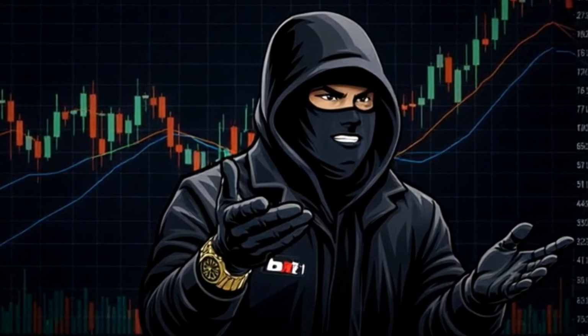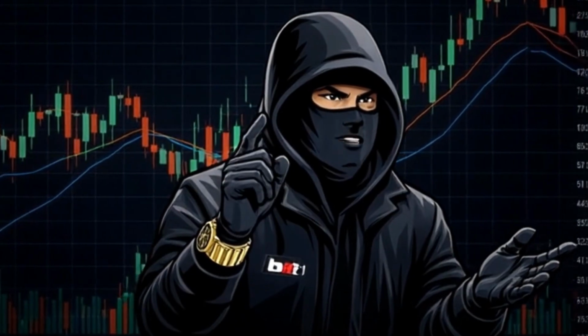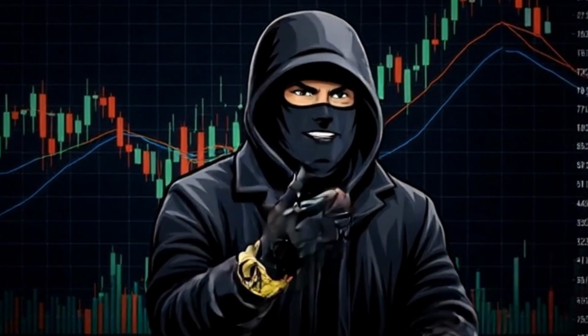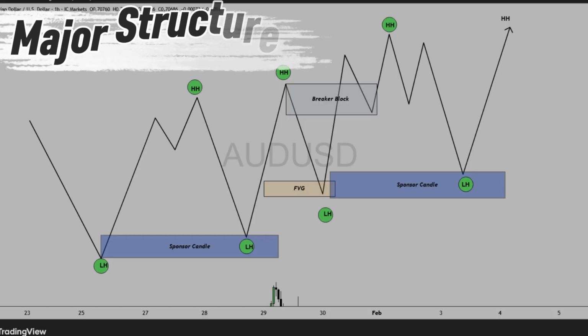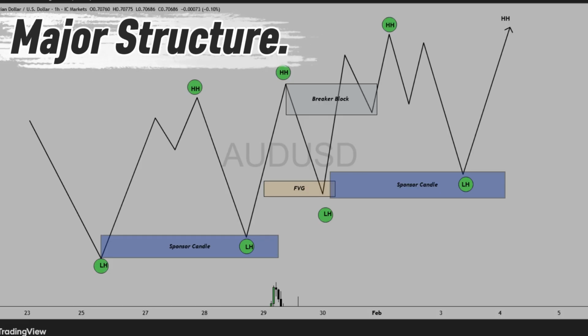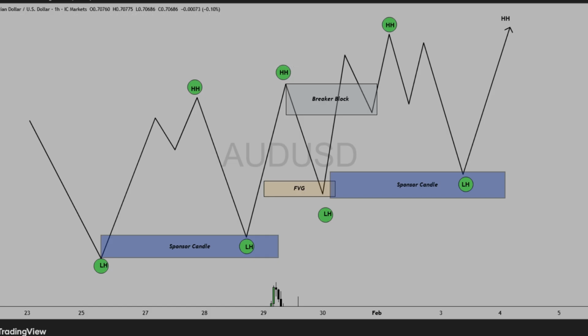Now let's give these structures their real names. Because once you know the names, you can start seeing them everywhere. Major structure. This is the big picture. The trend that spans longer time. This is what everyone sees. The structure your mentors teach you without telling you it's a major structure. Oh, it's an uptrend. Congratulations. You've passed kindergarten. But knowing the major structure alone doesn't make you money. It just tells you which direction to lean.